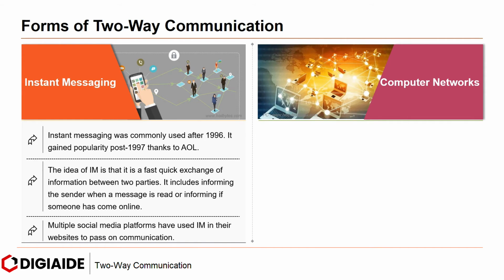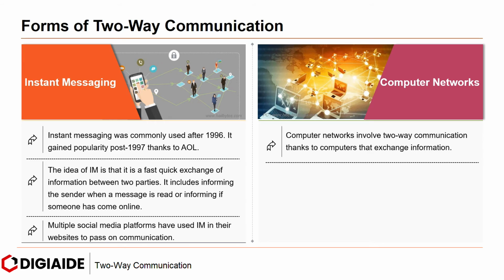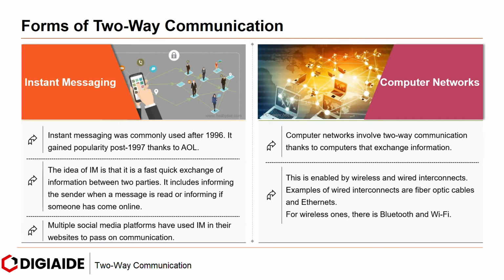And finally, computer networks. Computer networks involve two-way communication thanks to computers that exchange information. This is enabled by wireless and wired interconnects. Examples of wired interconnects are fiber optic cables and Ethernets. For a wireless one, there is Bluetooth and Wi-Fi.